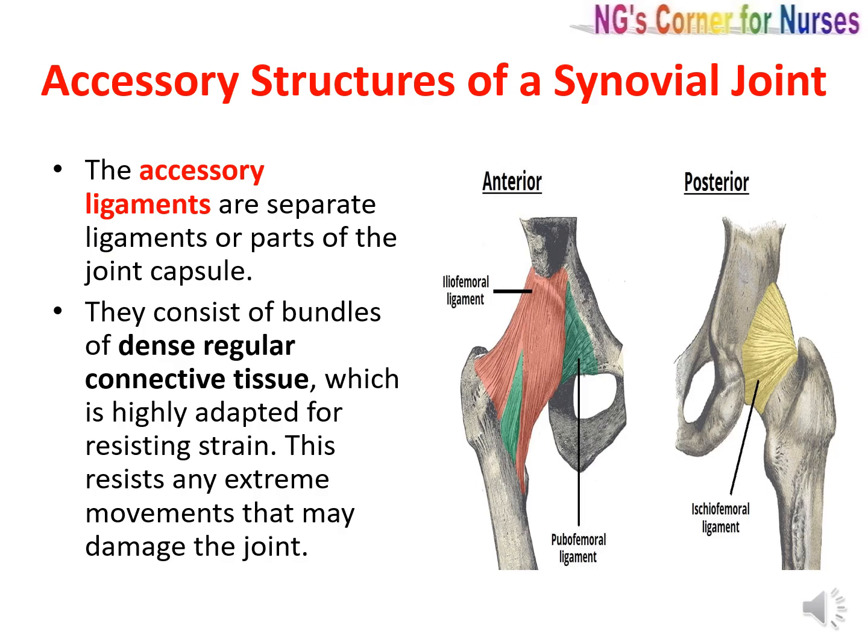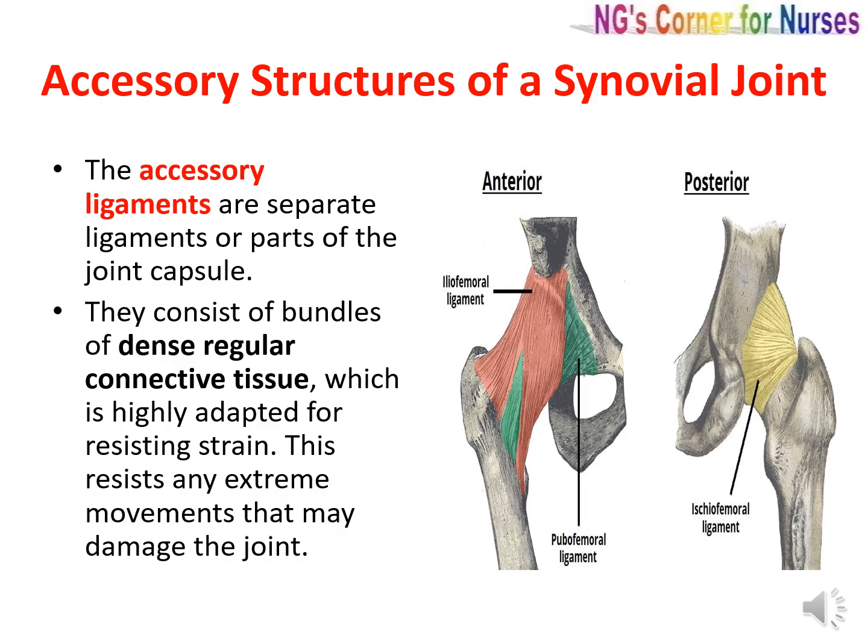Let's discuss the accessory structures of a synovial joint. First is the accessory ligaments. The accessory ligaments are separate ligaments or parts of the joint capsule. They consist of bundles of dense, regular connective tissue, which is highly adapted for resisting strain. This resists any extreme movements that may damage the joint.